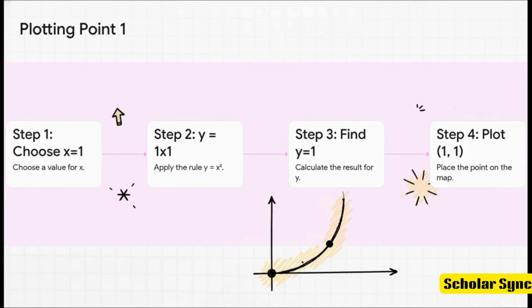So let's give this a try, shall we? Let's say we pick our x to be 1. We just follow the rule. What's 1 times 1? Well, it's 1. So our y is 1. That gives us our very first address, (1, 1). We go one step to the right on the x-axis and one step up on the y-axis. And boom, our first point is on the map.